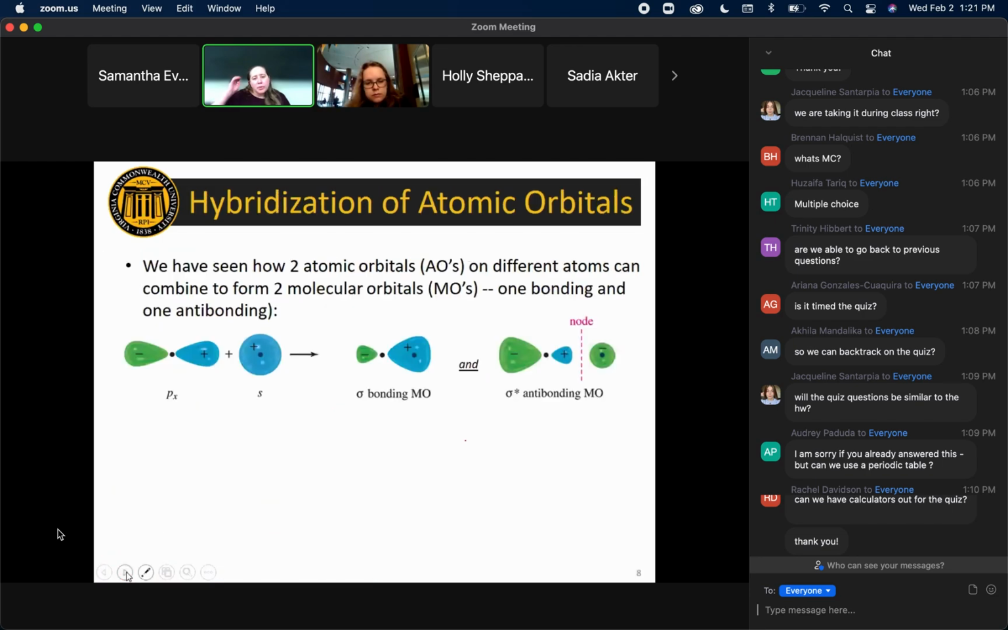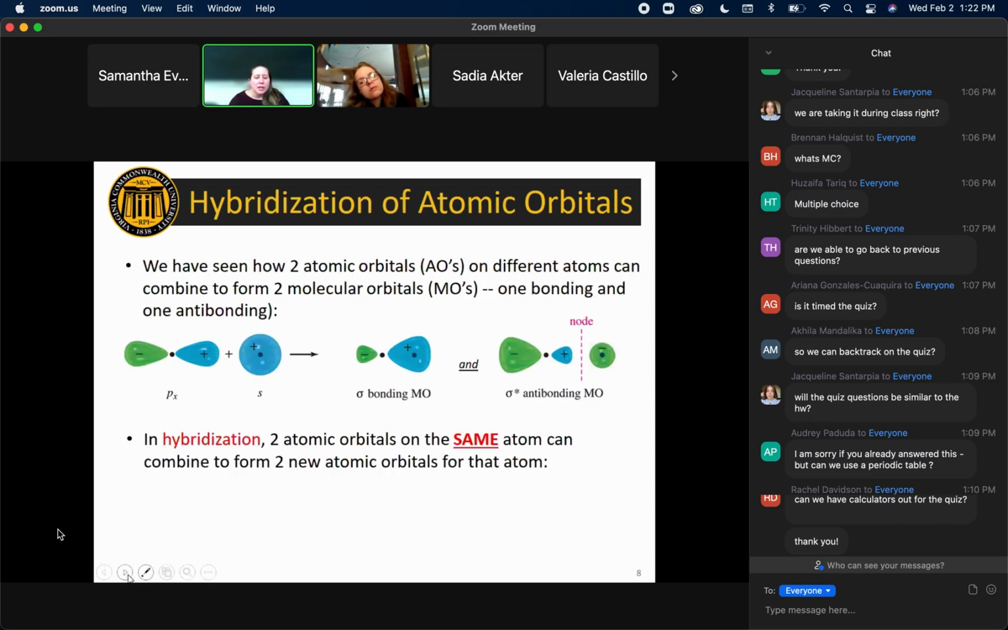Okay, so we talked about this last time. This picture is showing molecular orbital bonding again up at the top here. If I'm bringing a p orbital and an s orbital together from different atoms, then they'll come together to make a bonding orbital and an anti-bonding orbital. Remember, conservation of orbitals. What we're talking about in hybridization, again, is combining atomic orbitals on the same atom.